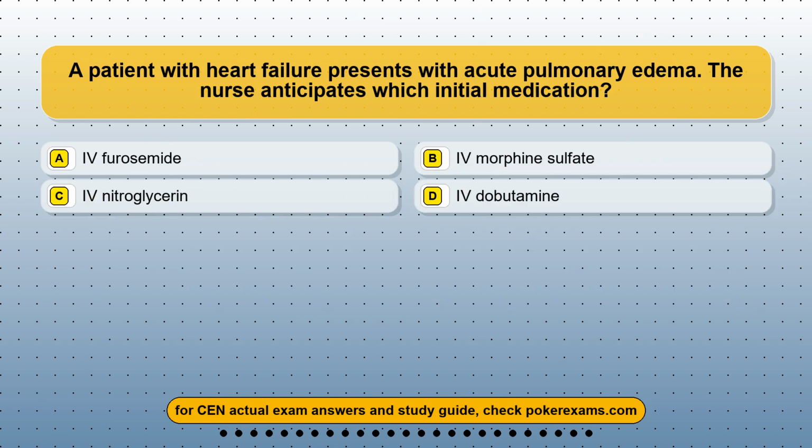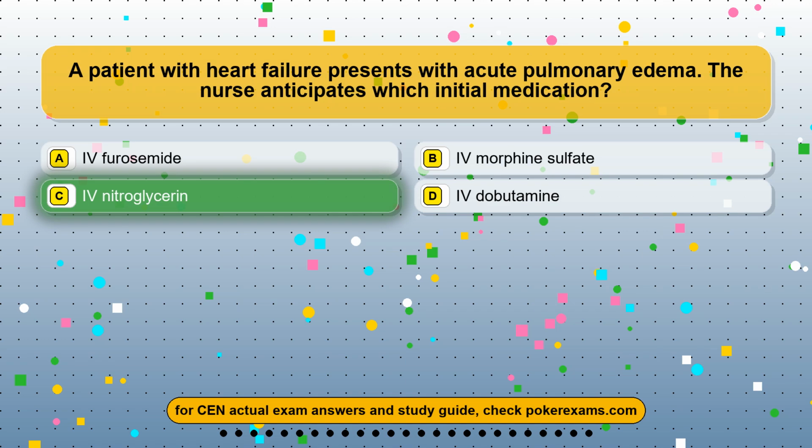Question 6. A patient with heart failure presents with acute pulmonary edema. The nurse anticipates which initial medication? Option A, furosemide. Option B, morphine sulfate. Option C, nitroglycerin. Option D, dobutamine.